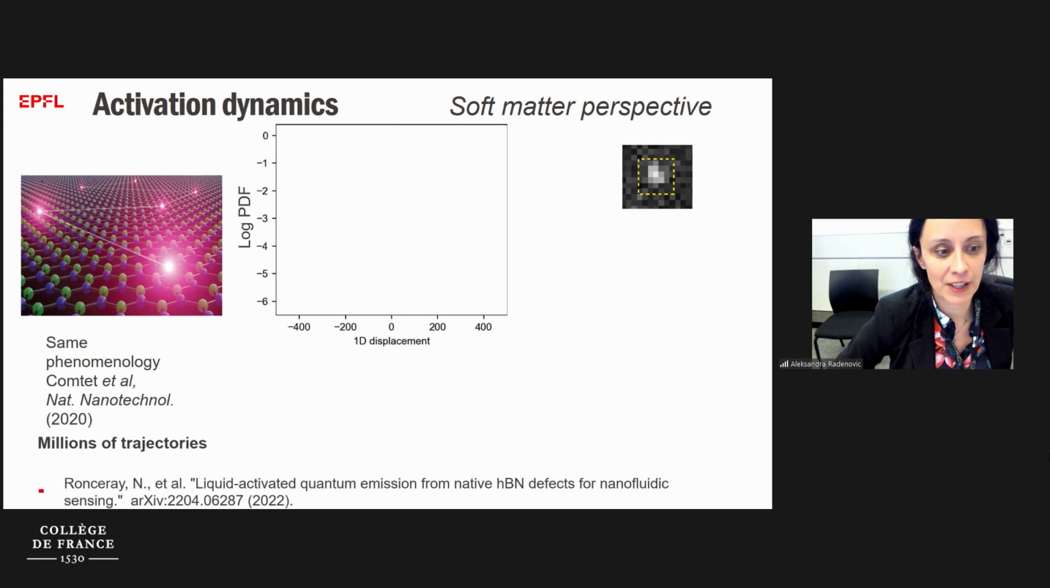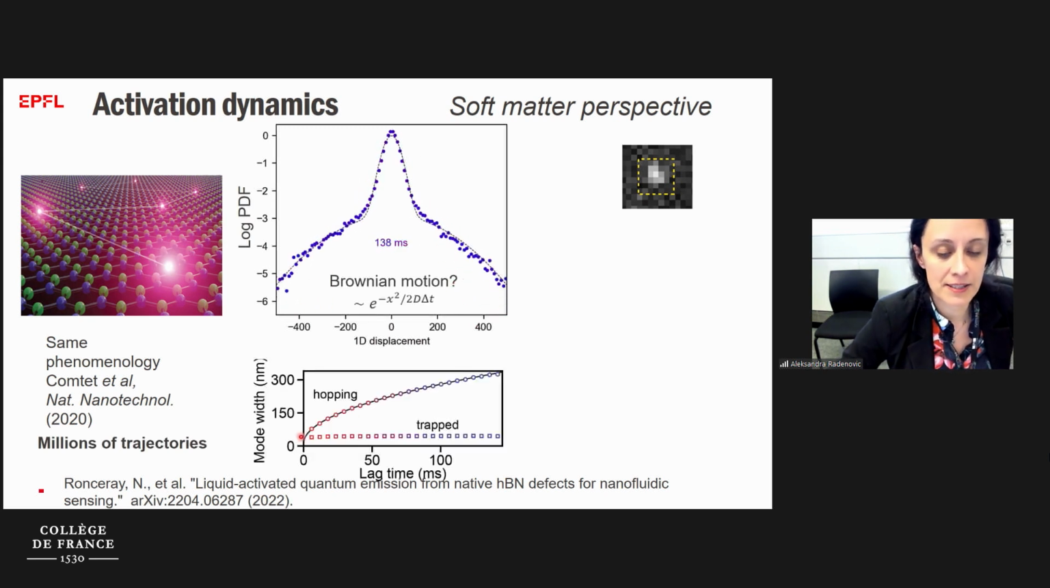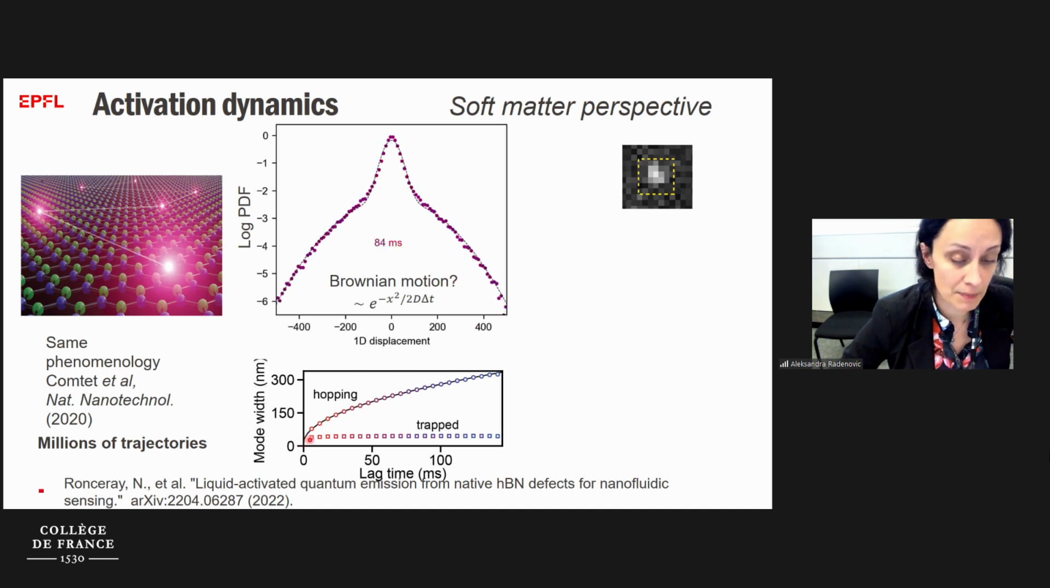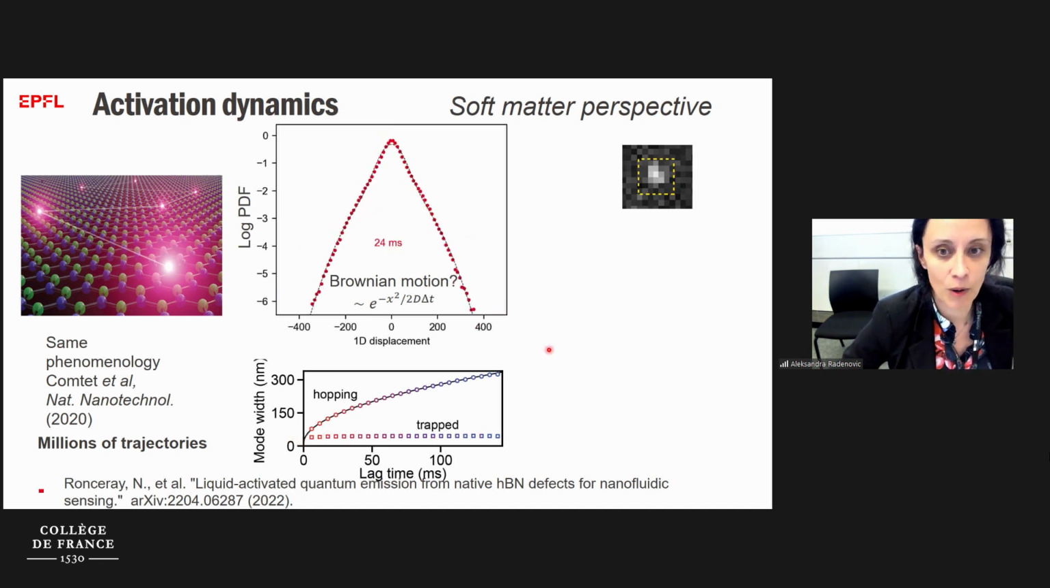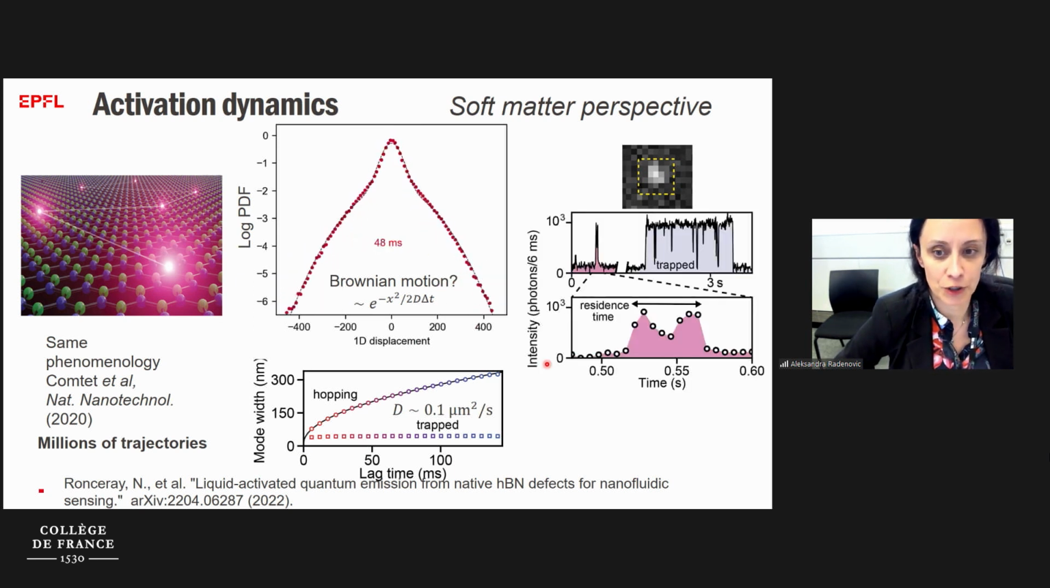So from the soft matter perspective, this type of trajectories we can now really analyze in depth, and establish that we have two types of states, a trapped state and a hopping state, very nicely. And we can as well determine diffusion coefficients.